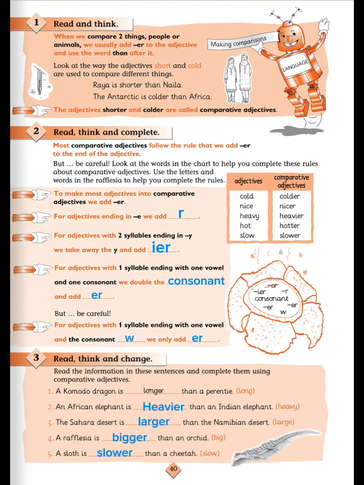Number 3. The Sahara Desert is larger than the Namibia Desert. Number 4. A rafflesia is bigger than an orchid. Number 5. A sloth is slower than a cheetah.